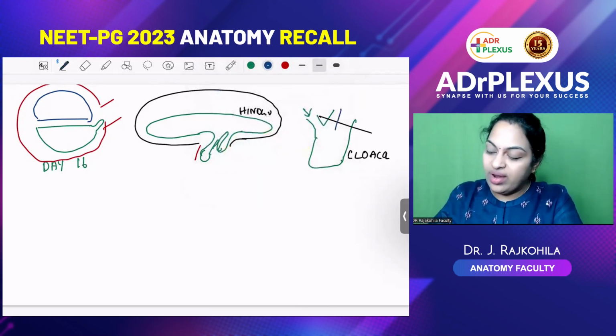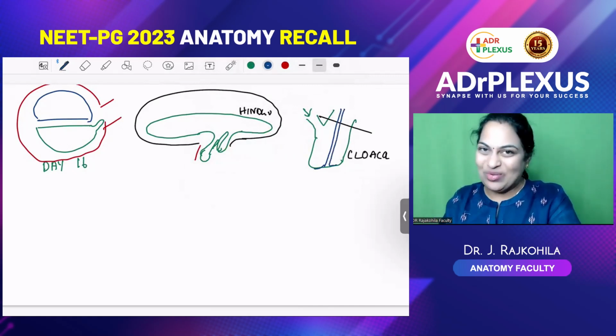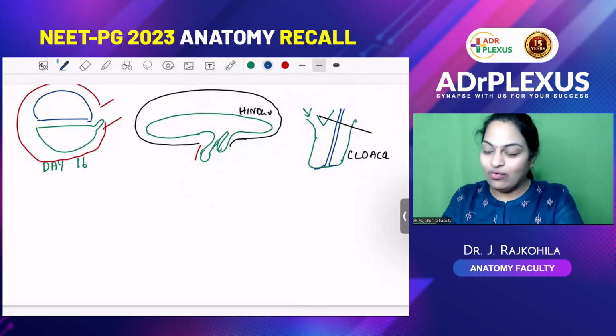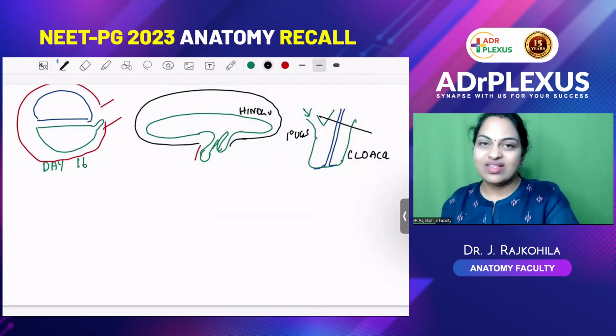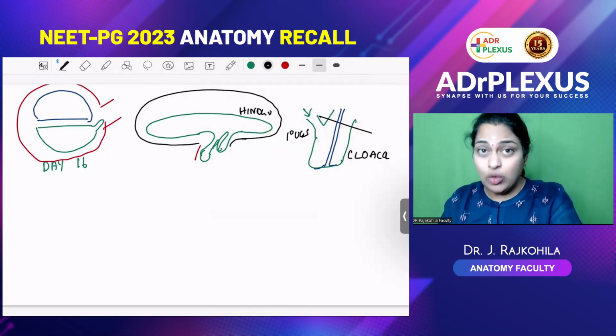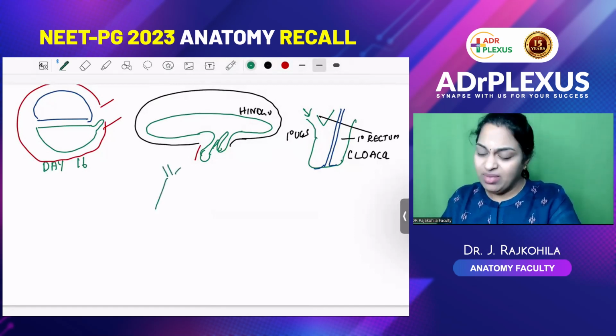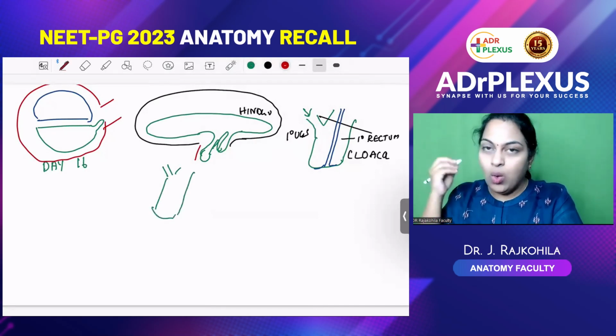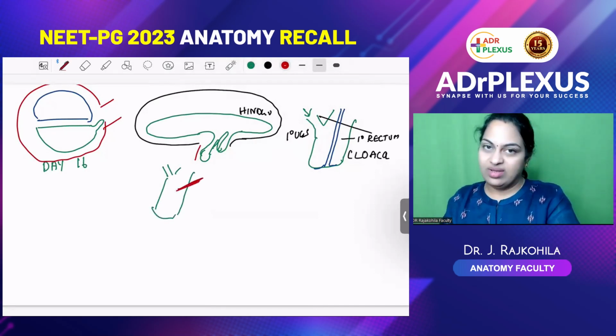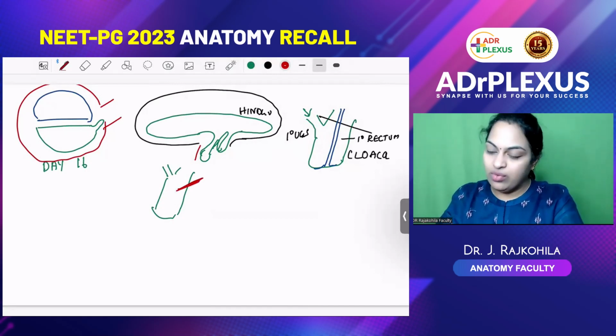The urorectal septum comes and divides it into an anterior part and a posterior part. The anterior part is called the primitive urogenital sinus. The one which lies behind the urorectal septum is called the primitive rectum. Now is the interesting part. This allantois opens into the primitive urogenital sinus. Now the mesonephric duct comes and opens here, into the primitive urogenital sinus.